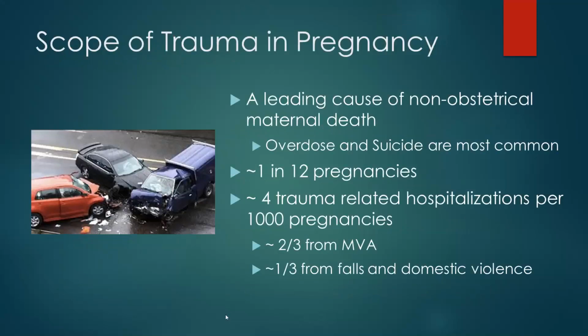So what's the scope of trauma in pregnancy? It is one of the leading causes of non-obstetrical maternal deaths. Unfortunately, overdose and suicide are the top 2 leading causes of OB-associated deaths, but not necessarily related. Trauma affects about 1 in 12 pregnancies, and we know that about 4 trauma-related hospitalizations occur per 1,000 pregnancies. About 2/3 of these are due to motor vehicle accidents, and the other third are due to falls and domestic violence.